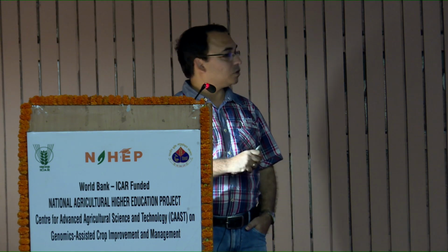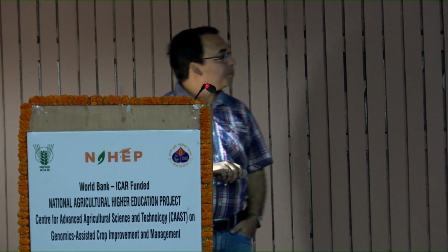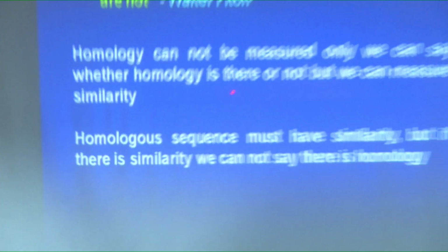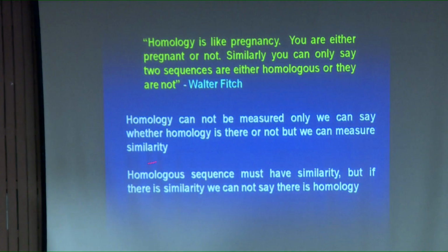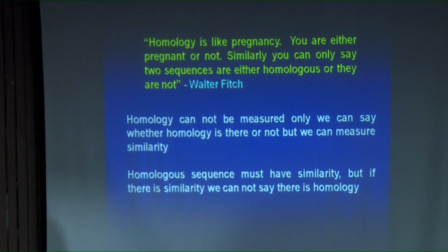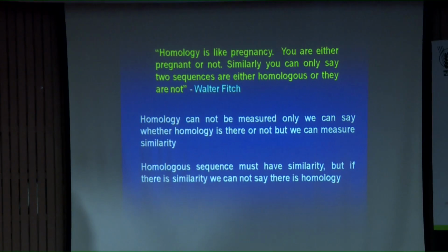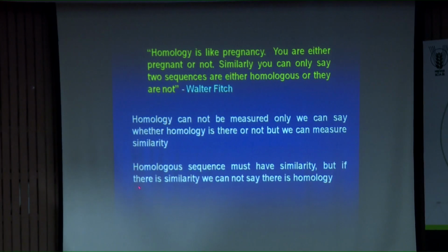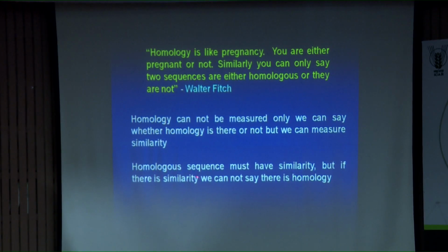Clear? So, next. Homology cannot be measured, we can only say whether homology is there or not, but we can measure similarity. And from this similarity value, we can predict whether two sequences are homologous or not. And remember another thing: homologous sequences must have similarity, but if there is similarity, we cannot say there is homology, okay? Because homology is related to ancestral relationship. If there is no ancestral relationship, we cannot tell the sequences are homologous.